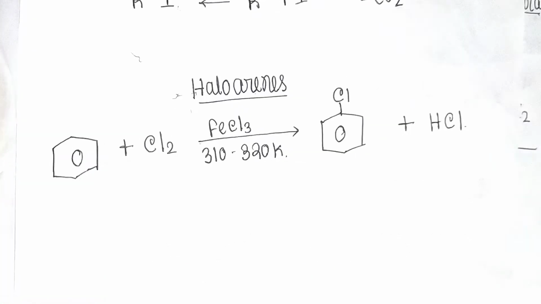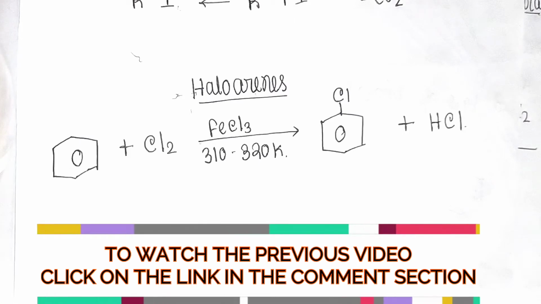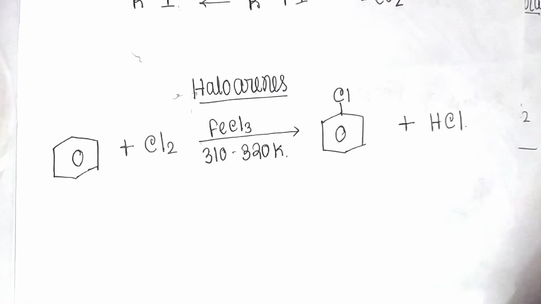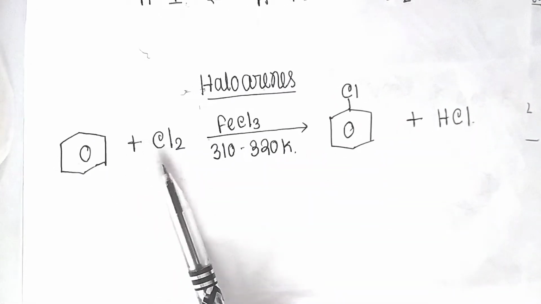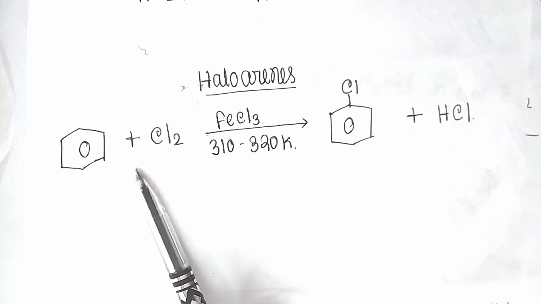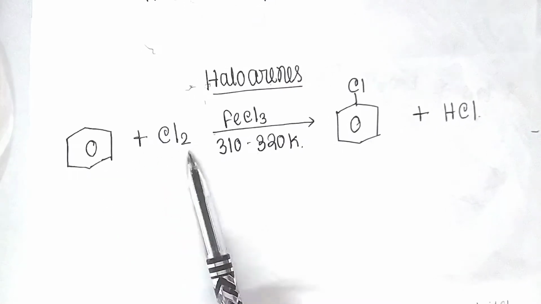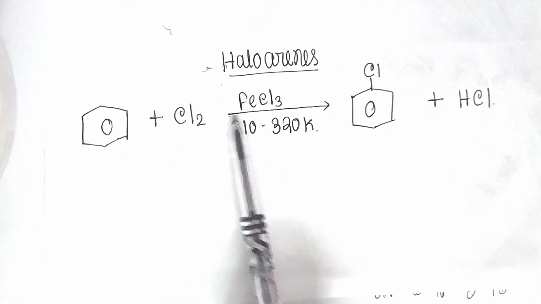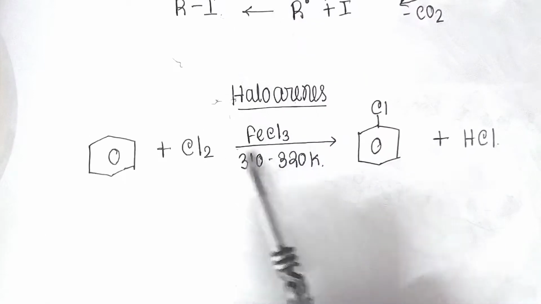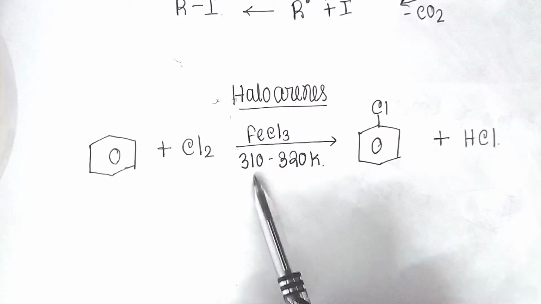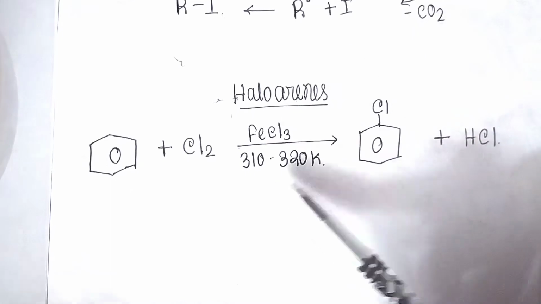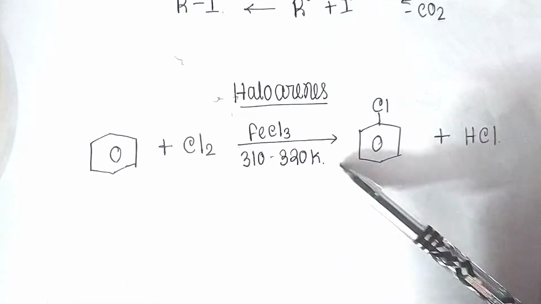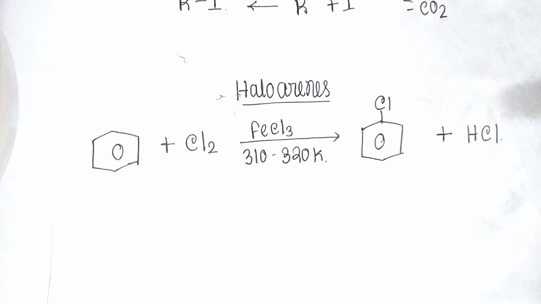So now we are going to discuss haloarenes. What are haloarenes and how can we prepare them? If you want chlorobenzene, you just react a benzene ring with chlorine in the presence of FeCl3, which we know is a Lewis acid, at 310 to 320 Kelvin temperature, then we would get chlorobenzene.